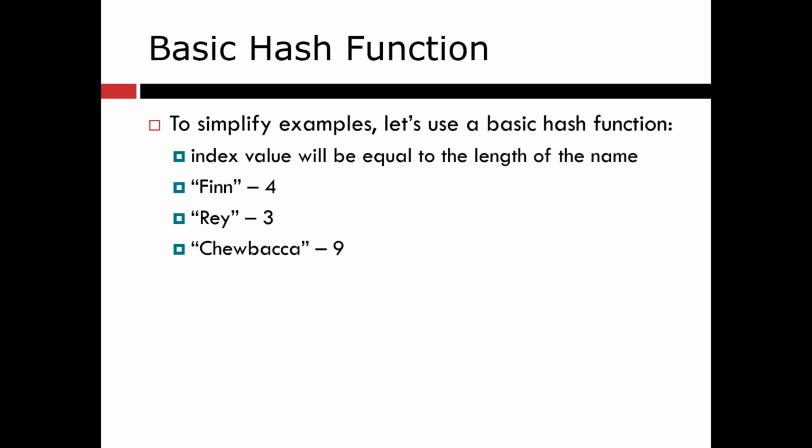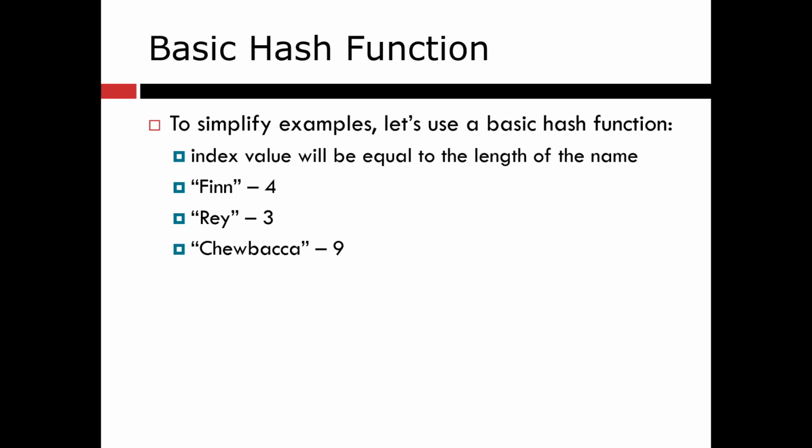So to simplify, instead of doing this whole 31 power prime addition thing, we're going to use a very basic hash function for the majority of this conversation. We're going to have the index value be equal to the length of the name. So Finn would give us an index value of 4, Ray would give us 3, Chewbacca would give us 9.